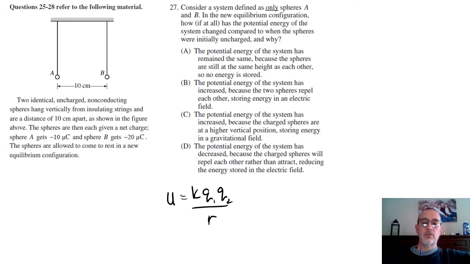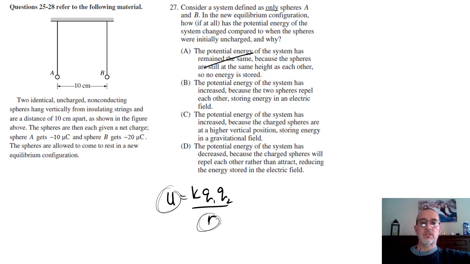Now, when they're closer together, R is smaller, so U is bigger. And then when they separate, R is bigger, so U is smaller. So what happens is the potential energy of the system has gone down because the charges are farther away from each other. So let's see which answer that is. A says the potential energy of the system has remained the same. That's not true. B says the potential energy has increased. That's not true. We know the potential energy has decreased.